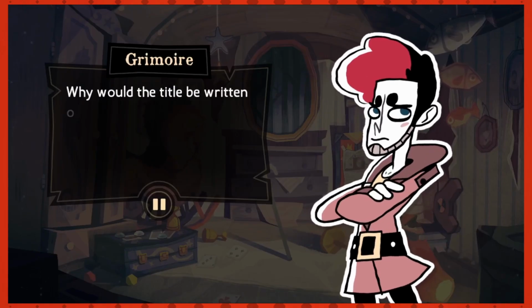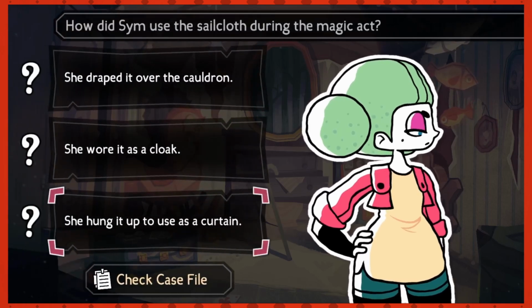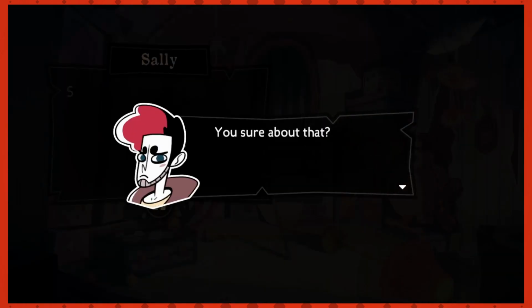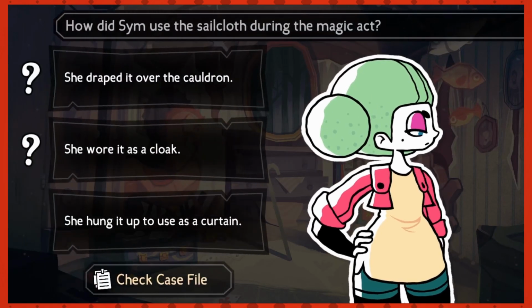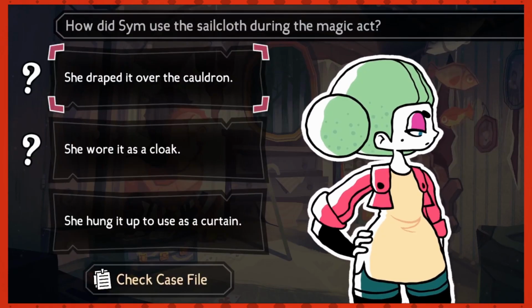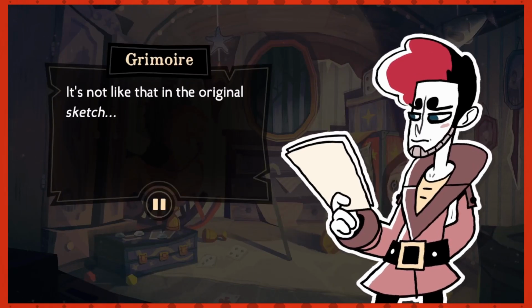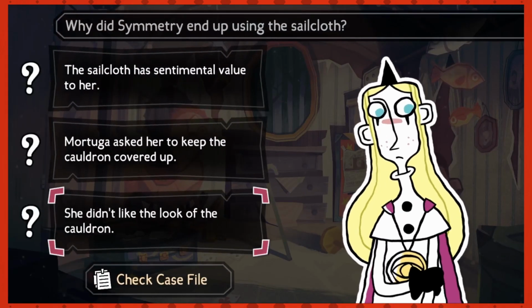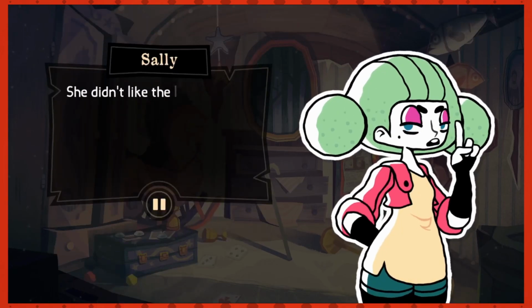Why would the title be written on the sailcloth? I'm pretty sure she used it during the magic act. Yep. It was her theater. Yeah. She hung it up to use as a curtain. You sure about that? No. What do you mean? Of course she did! Sailcloth. I'm pretty sure she used it during the magic act. She draped it over the cauldron. Well, yes, we know it was over the cauldron, but why would she write her title on something that isn't the curtain for the act? She didn't like the look of the cauldron.